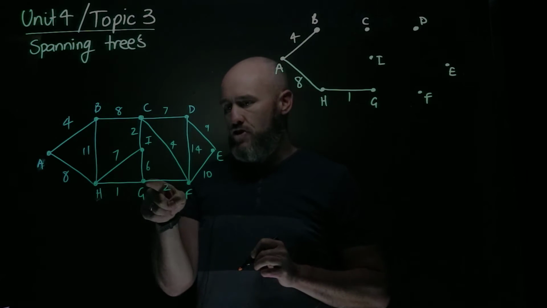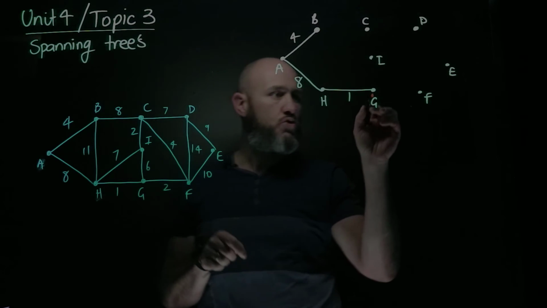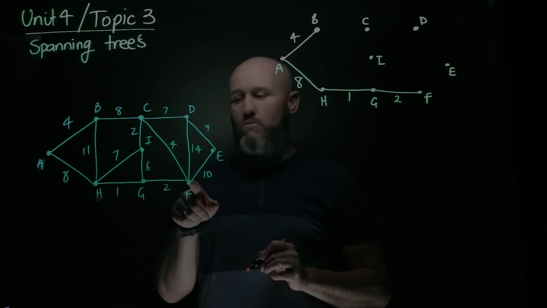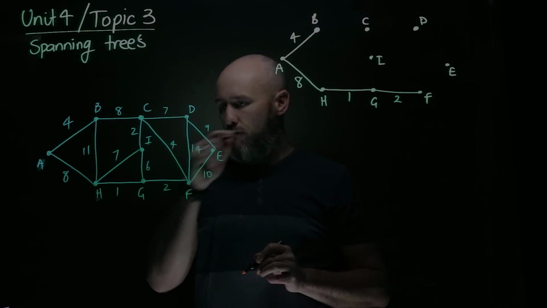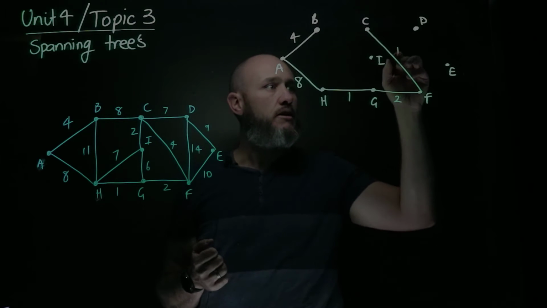And now I've incorporated G, and I can see a 2 has appeared. I've got a 6 and a 7 available, but I've got a 2, so I'm going to use that 2 to get to F. Now F has become available, and from F I've got a 4, and I've got nothing better than a 4, so I'm going to use that 4 to get to here.